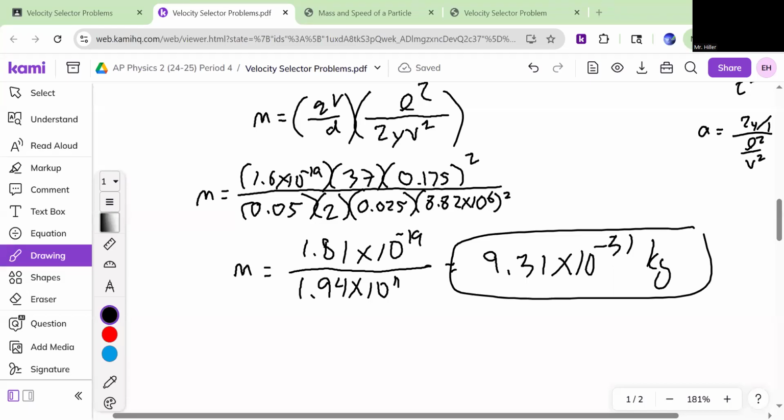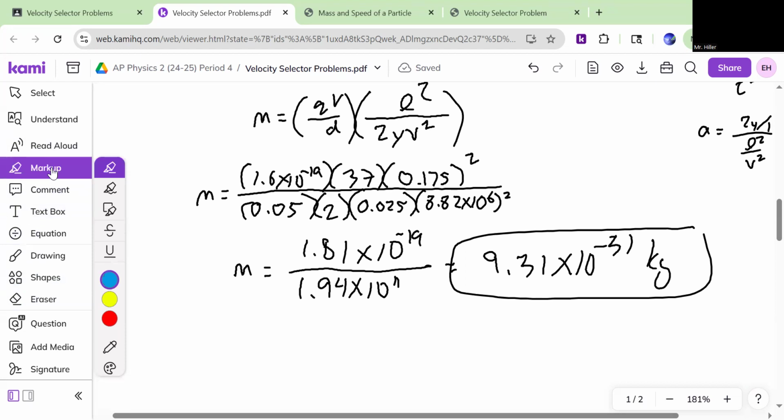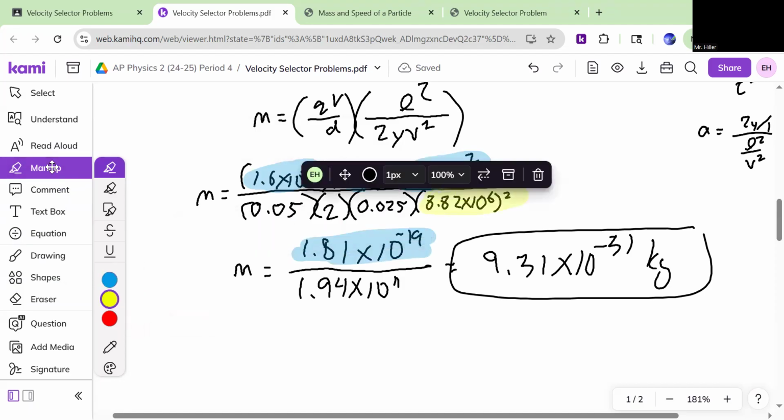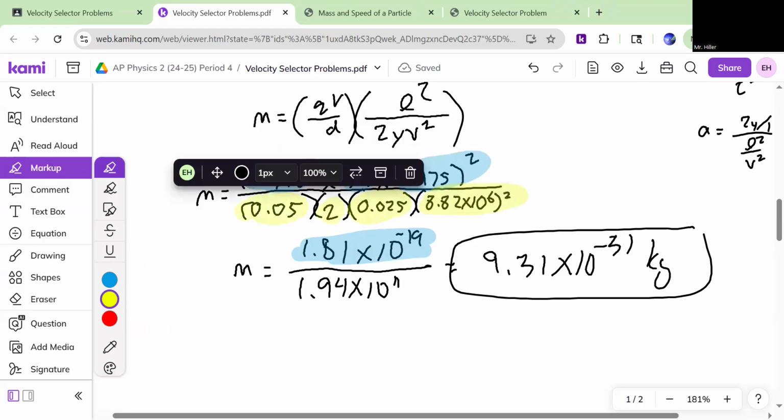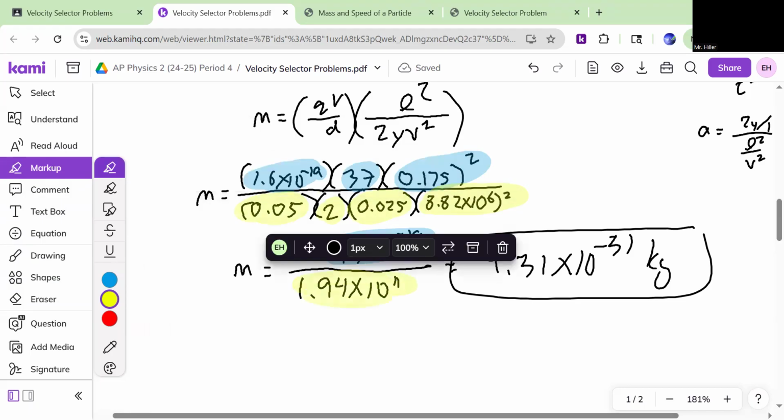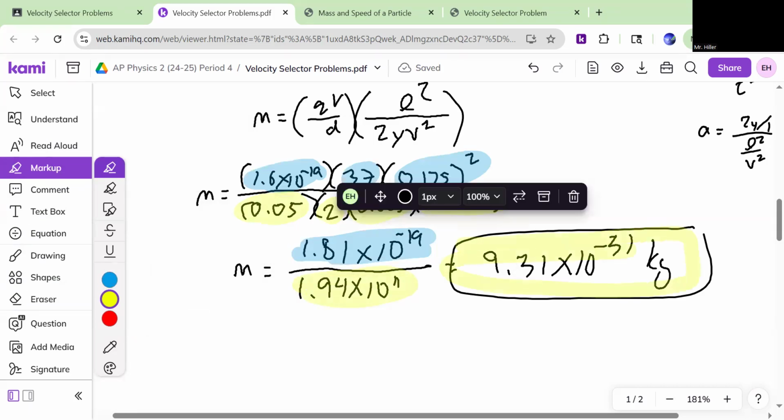Okay, so when I plugged in, what I basically did just to make sure I got it simplified, because there's a lot of numbers here, I squared this times the 37 times the elementary charge, and I got this value here. Then I went on the bottom and I squared the velocity times y times 2 times the separation distance d, and I got that value there. And then of course dividing those, I got 9.31 times 10 to the negative 31 kilograms.